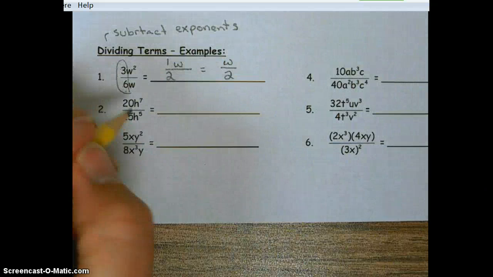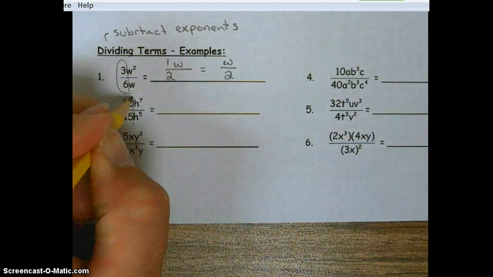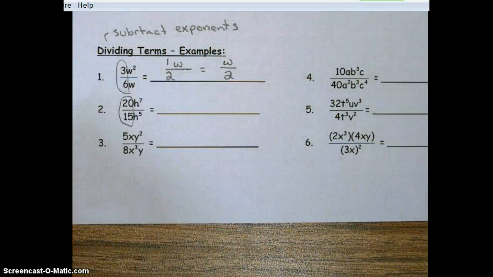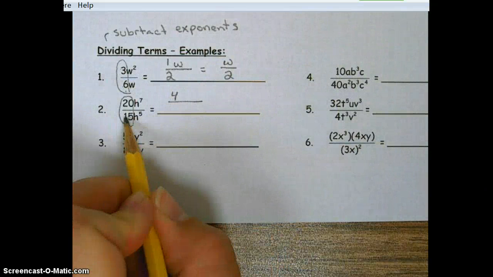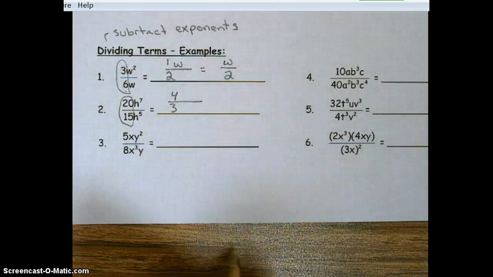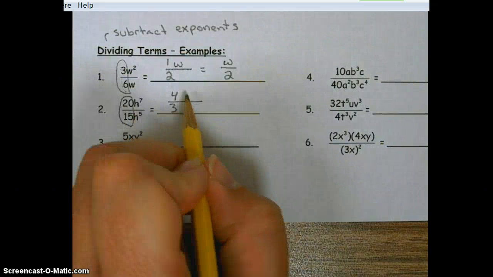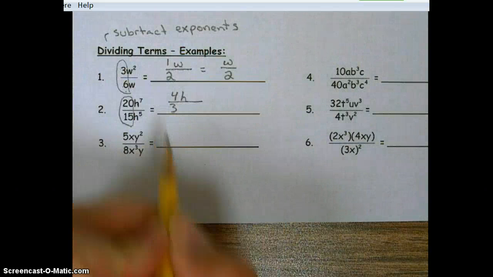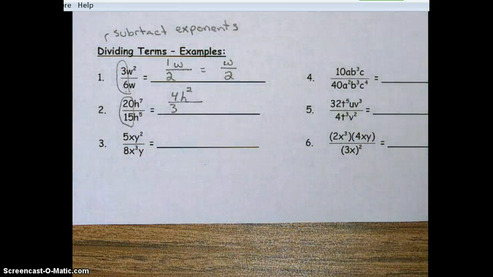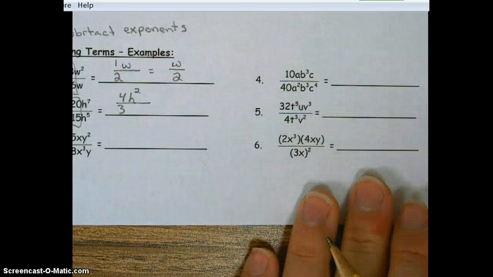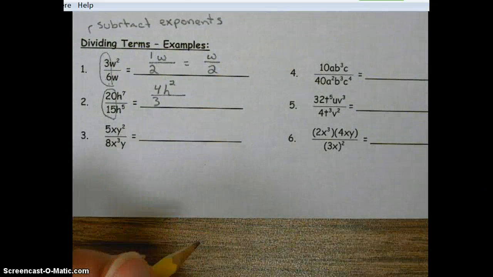Okay? Let's look at this one. Looking at our coefficients, 5 goes into 20 4 times. 5 goes into 15 3 times. Our like base is 8, so we'll put it on the top. 7 minus 5 is 2. Running out of time. Let's go.